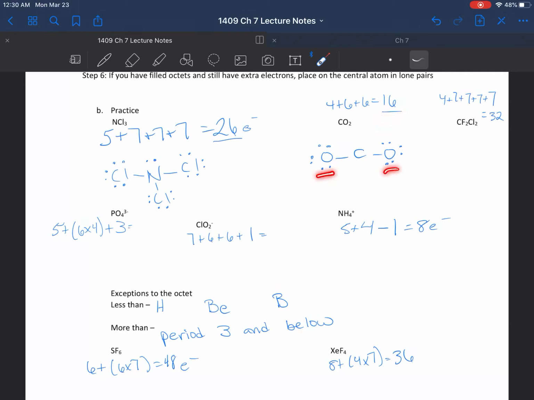The oxygens are both happy, but the carbon is not. The carbon only has 4 valence electrons. I don't have any more. I can't just create electrons. So what I'm going to do is take lone pairs from the oxygen and share. I'm going to share the lone pairs from an oxygen on either side. So I'm going to go ahead and erase that pair, and erase that pair, and I'm going to create double bonds.